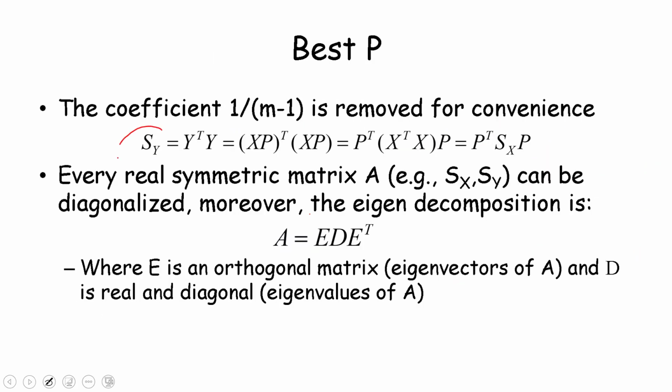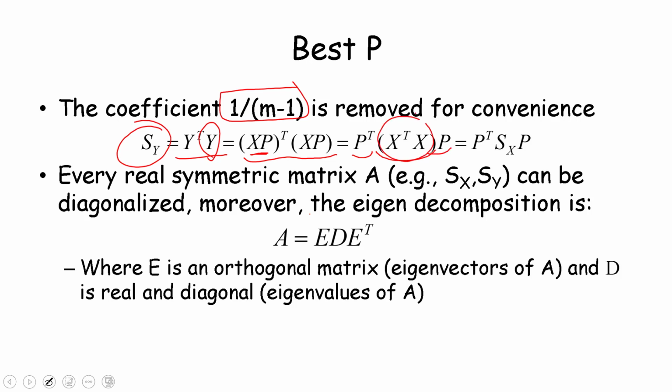Let's work with the scatter matrix of Y to see what we can do. This is the definition of the scatter matrix of Y. I have removed 1 over m-1, which is a constant factor, for convenience. It is just a scaling factor and is not going to change the fact that we are trying to end up with a diagonalized scatter matrix. I will replace Y with X times P because that is how the Y matrix is obtained. Rearranging these gives me P transpose times X transpose times X times P.